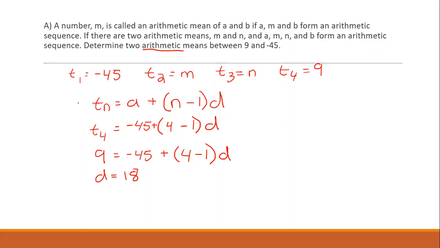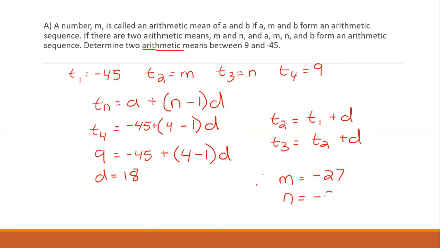From there, we can go ahead and solve for our T2 and our T3, right? So T2 is equal to T1 plus d, and T3 is equal to T2 plus d. Therefore, our m value is -27, and our n value is -9.